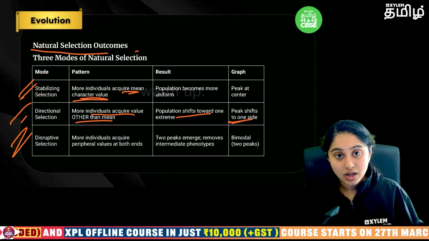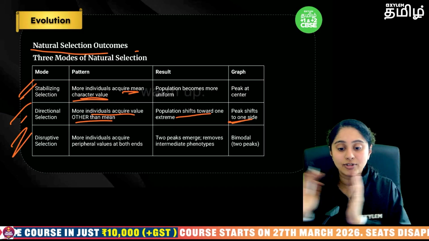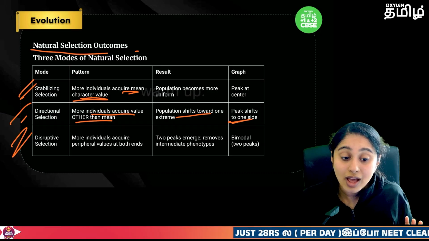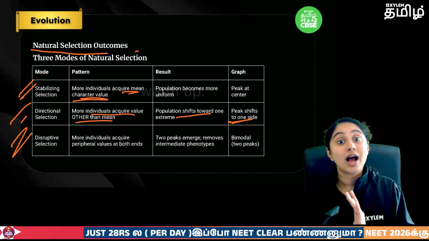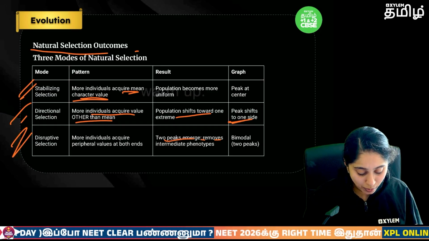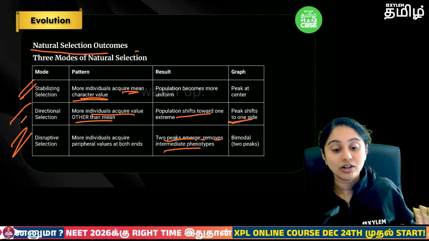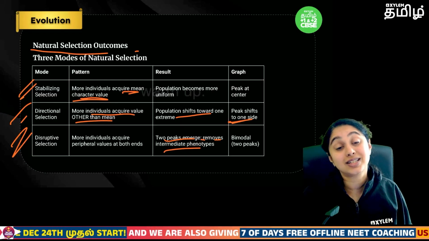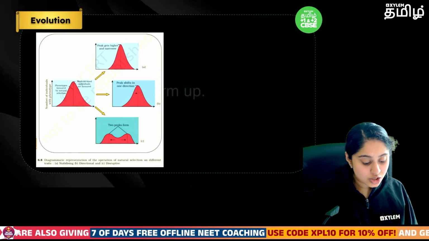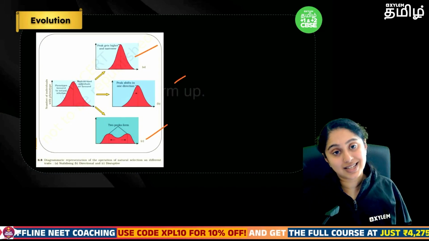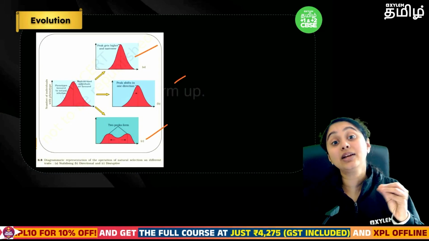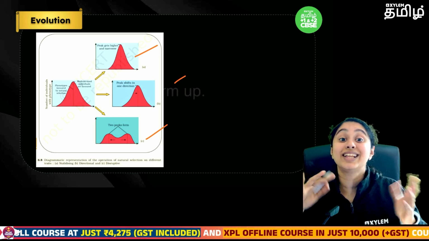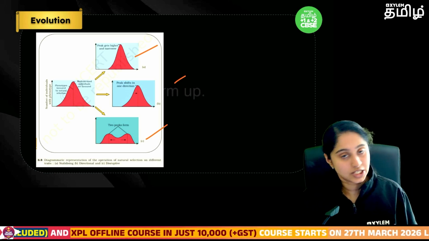Disruptive is when the individuals are either left or right, and nobody is in the average. It is either low or high, so two peaks are there. There are no intermediate phenotypes, only white or black. For example, natural selection in the moths. So these three kinds of natural selection can determine the different traits that are chosen by nature in the population.